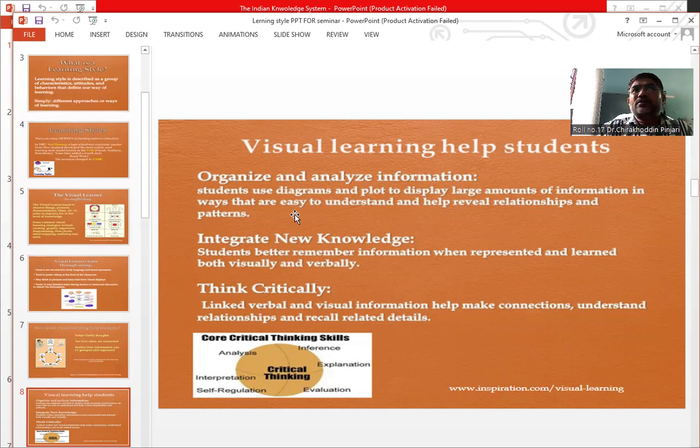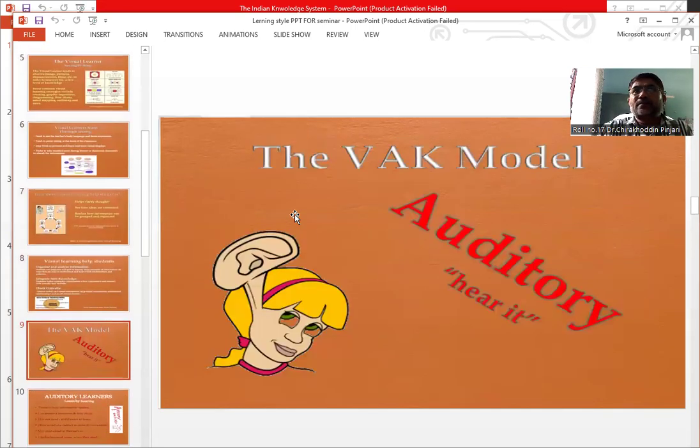Integrate new knowledge: students better remember information when represented and learned both visually and verbally. Think critically: linked verbal and visual information help make connections, understand relationships, and recall related details. Core critical thinking skills are inference, explanation, evaluation, self-regulation, interpretation, and analysis.